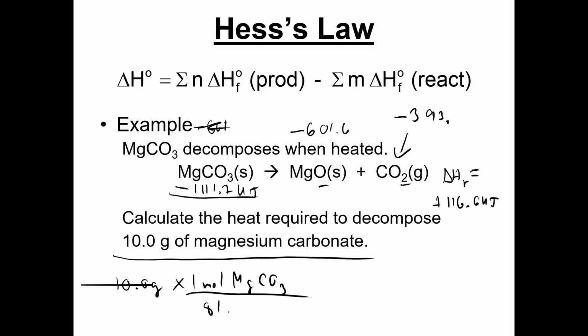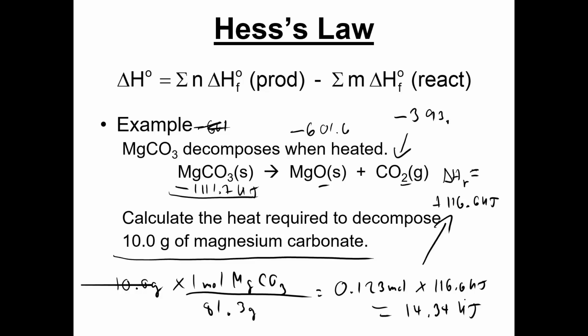Divided by 84.31 grams equals 0.123 moles, and so all you have left then is to multiply that by this number here, 116.6 kilojoules, and your answer is then 14.34 kilojoules for 10 grams, right?